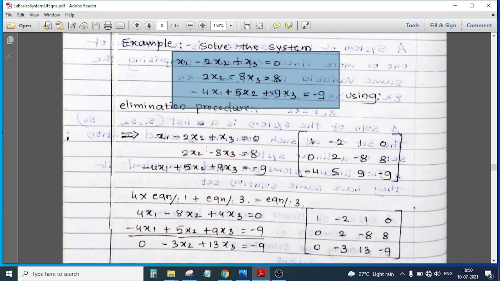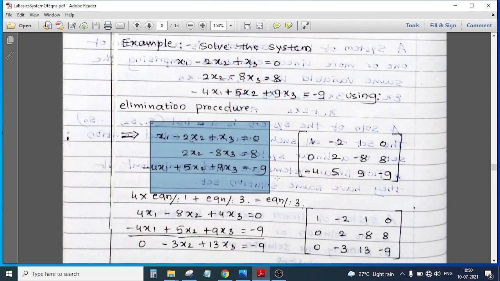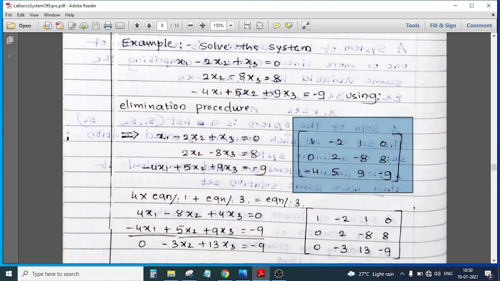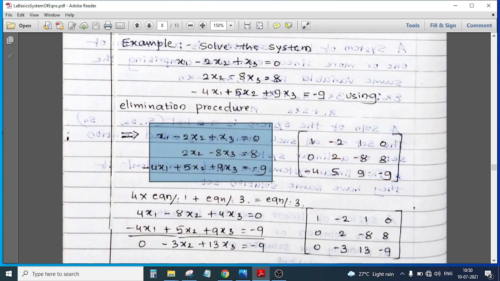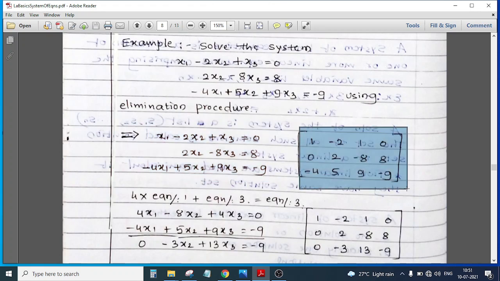So first, bring it into the standard form of linear equations. It is already in the standard form, so no need to do anything. Next, write it in the form of an augmented matrix. Please note down the steps if you are interested. First, you convert it into a linear system of equations. Next, you write the augmented matrix. What is the augmented matrix? It is the combination of your coefficients and the constants.